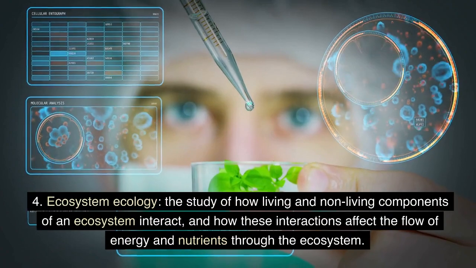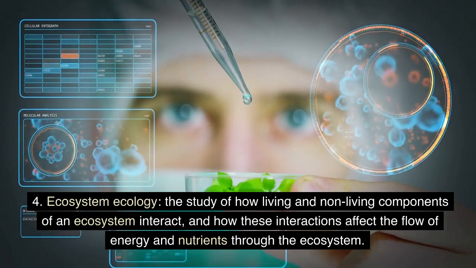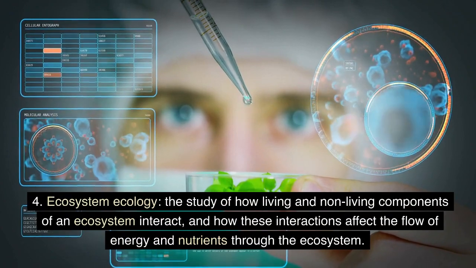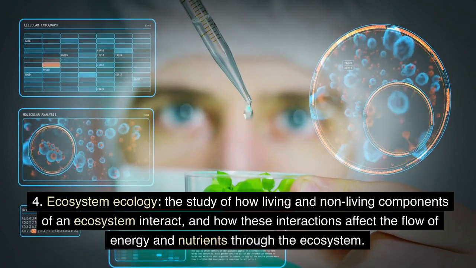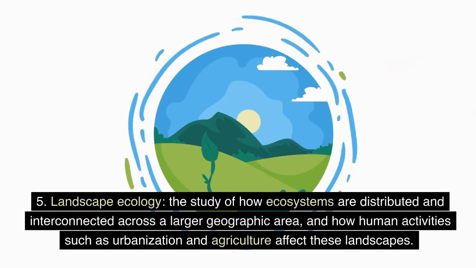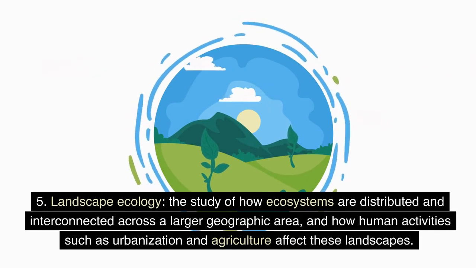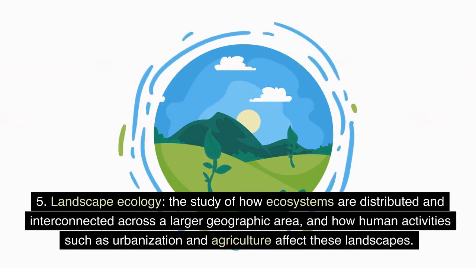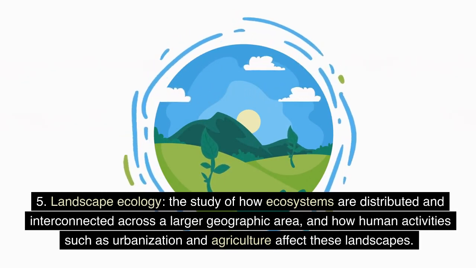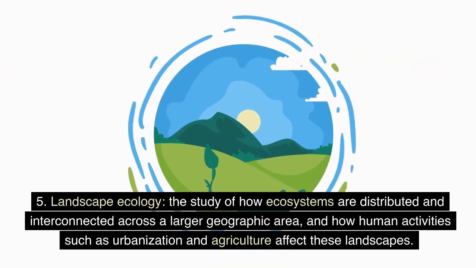4. Ecosystem ecology. The study of how living and non-living components of an ecosystem interact, and how these interactions affect the flow of energy and nutrients through the ecosystem. 5. Landscape ecology. The study of how ecosystems are distributed and interconnected across a larger geographic area, and how human activities such as urbanization and agriculture affect these landscapes.